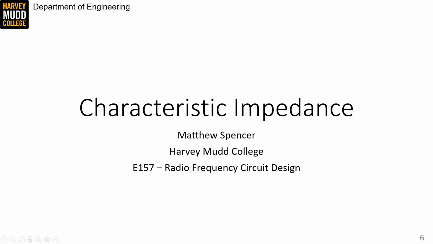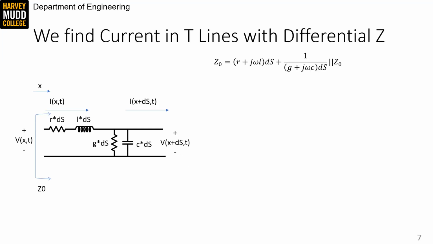In this video, we're going to try to figure out the relationship between voltage and current on a transmission line. We need to think about this because the telegrapher's equation solutions tell us the voltage on the transmission line, but not the current. We'd like to be able to find the current anywhere on the line too.